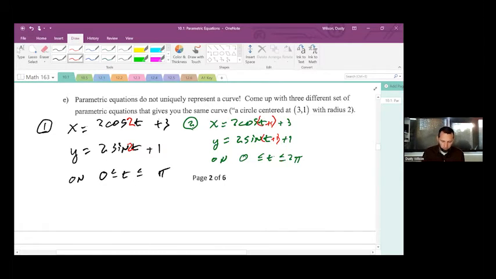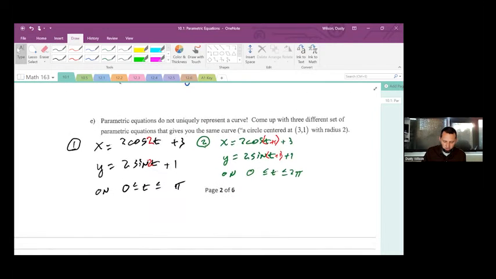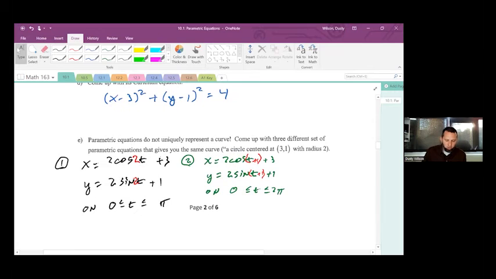Finally, we could think back to those Cartesian equations. If you think back to the Cartesian equations up above, imagine solving this one for y. So you'd have y equals the square root of 4 minus (x minus 3) squared, plus or minus, plus 1.